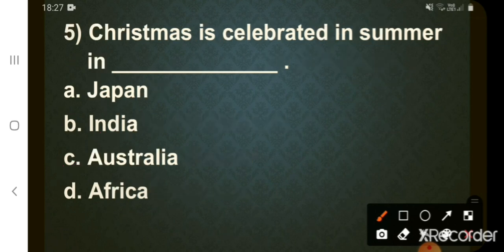Fifth one. Christmas is celebrated in summer in dash. A. Japan. B. India. C. Australia. D. Africa. What's the correct answer? Correct. C. Australia. Christmas is celebrated in summer in Australia.